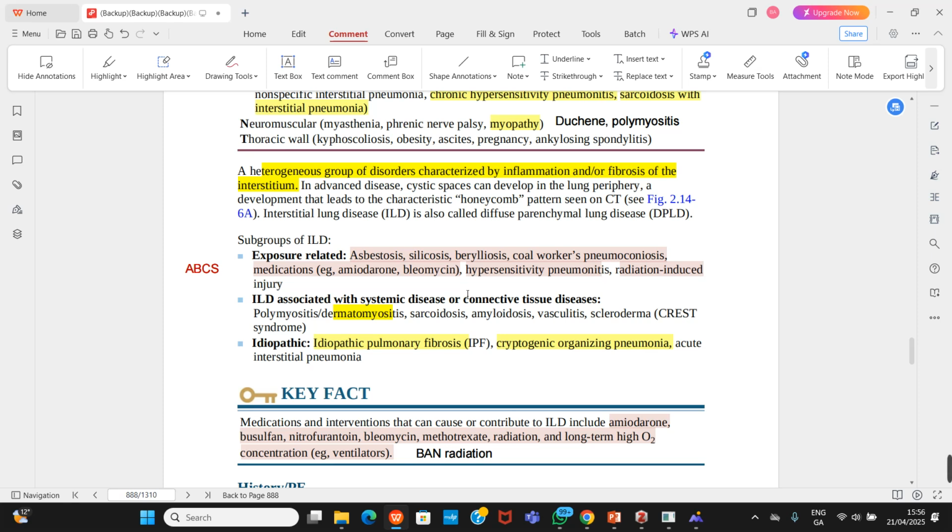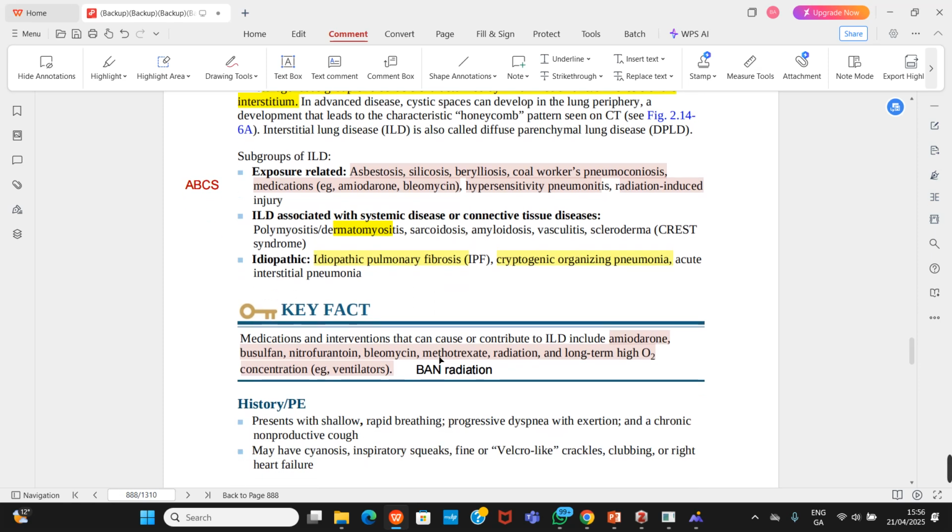One thing I just want us to note here is that all these things that we have mentioned are going to cause fibrosis. Somebody can have exposure to all these things and develop fibrosis of the lungs. Somebody can have sarcoidosis, dermatomyositis, polymyositis, scleroderma, and they can have fibrosis of the lungs. And somebody can have that fibrosis from idiopathic causes that you don't even know where it's from.